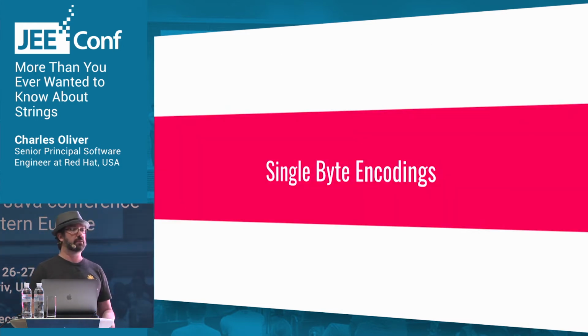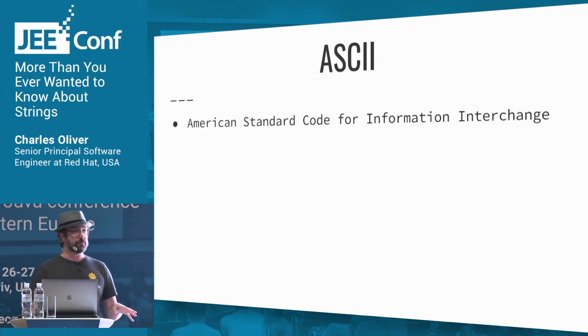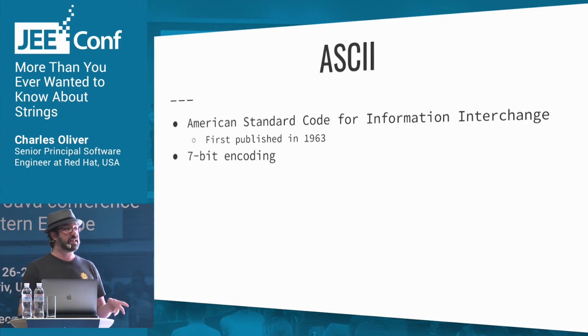So first of all, we'll talk about the various single byte encodings. This is where things really got started. So of course, this started off with ASCII, the American Standard Code for Information Interchange. Around 1963, this was first published as a standard and hasn't changed a whole lot over time. So this is a 7-bit encoding. The 8th bit is not used in the original and standard ASCII. So we're talking about the lower 128 values of an 8-bit byte.